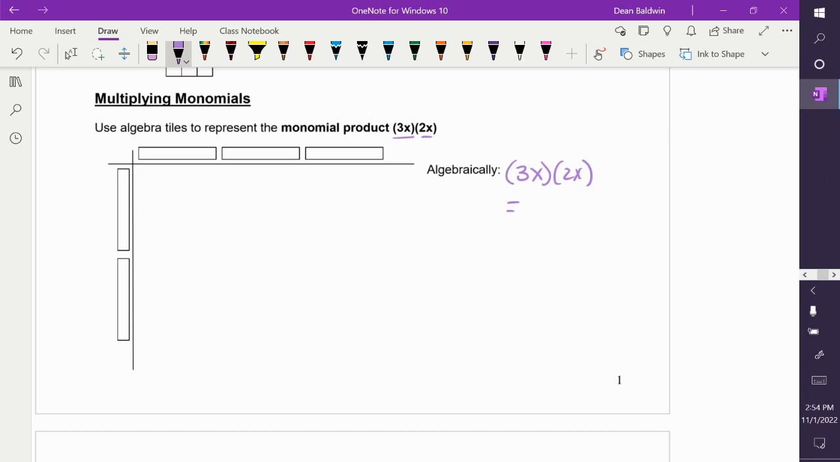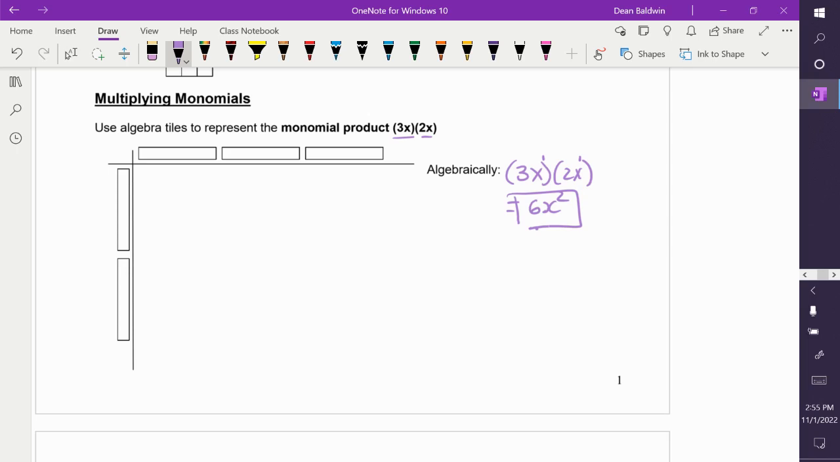So what do I multiply here? 3 and 2. What's 3 times 2? 6. Then what's x times x? It's x squared, right? Because when you're multiplying, you add the exponents. And the exponent laws are still on the board over there. So you get 6x squared. Does everybody sort of remember doing that last chapter? Yes. Okay. So we know our answer needs to be 6x squared.